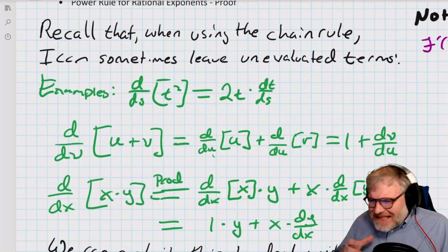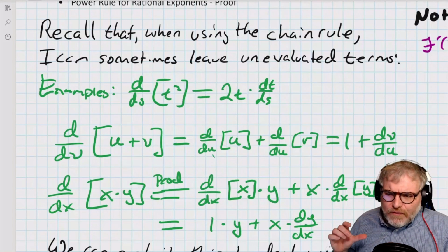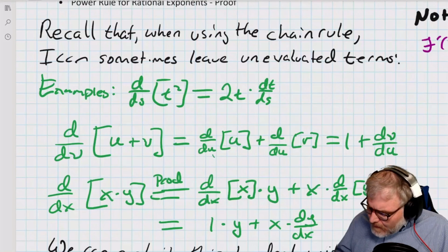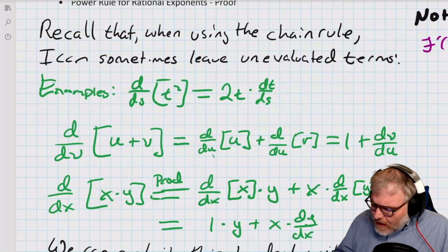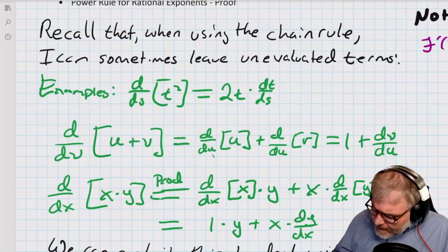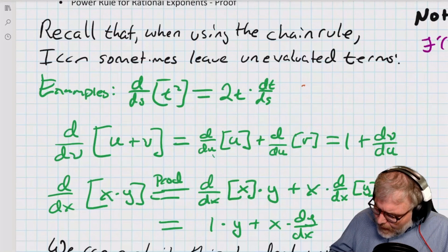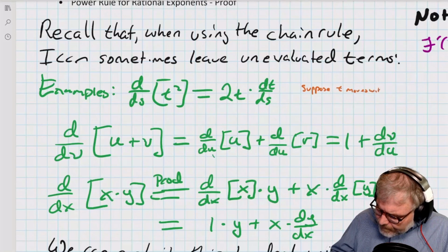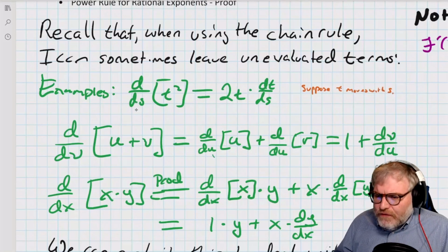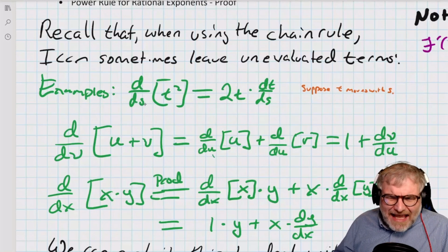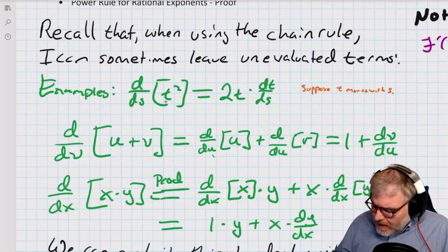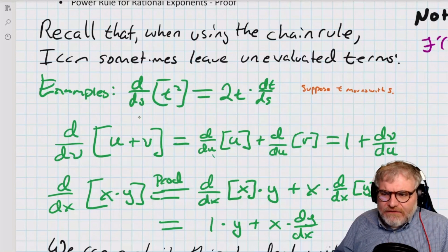Okay, so let's look at some examples. Last time, one of the last things we did with the chain rule was a chain rule with unevaluated terms. So remember, the chain rule is the thing that lets me change this. So let's suppose here that t moves with s. So I've got a derivative with respect to s of t squared. And I know that when I move s, t is going to wiggle. So it's not just zero. It's not just the derivative of a constant. I know that t actually moves.